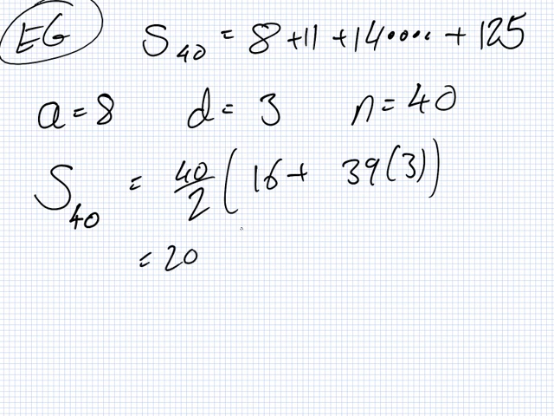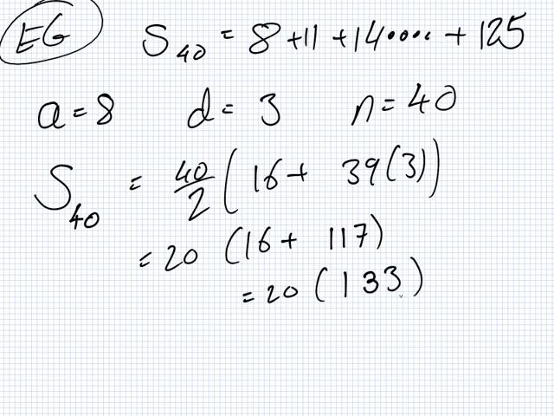Let's see, that's 20 times 16 plus 40, 80, 157? No, what am I saying? 4, 8, 12, 117, isn't it? 20 times 133, which is 2660. So that was much quicker to do than adding all 40 numbers together. The answer would have been 2,660.